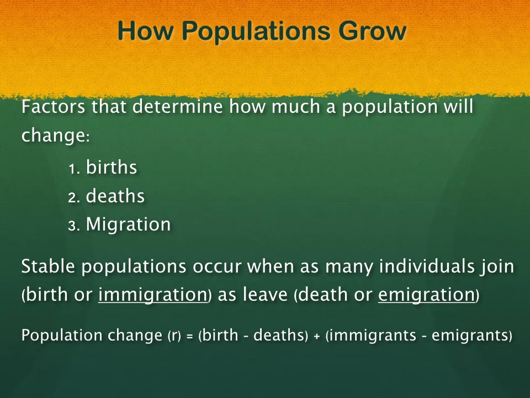The formula for population change is R is going to equal the number of births minus the number of deaths plus the number of immigrants minus the number of emigrants. And we'll deal more with this population change equation in class.